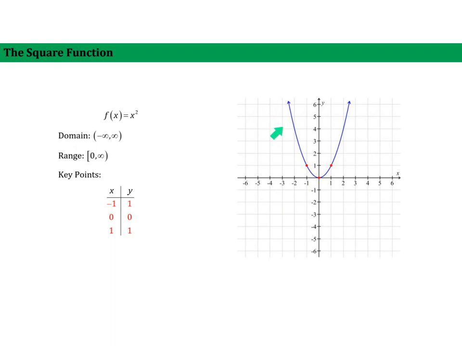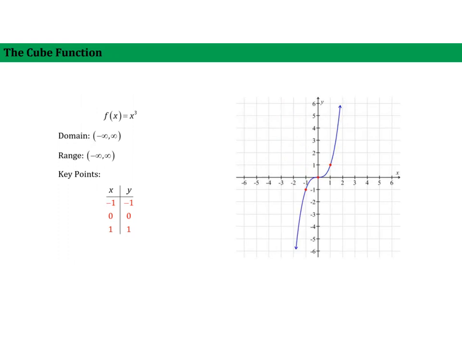Y equals x squared is a graph that we are going to encounter again and again. The domain is the set of all reals, and the range, you'll notice, is anything that's not negative. So 0 and above on the y-axis. And you'll notice the guide points, negative 1, 1, 0, 0, and 1, 1. So you'll notice that the square function has a U shape.